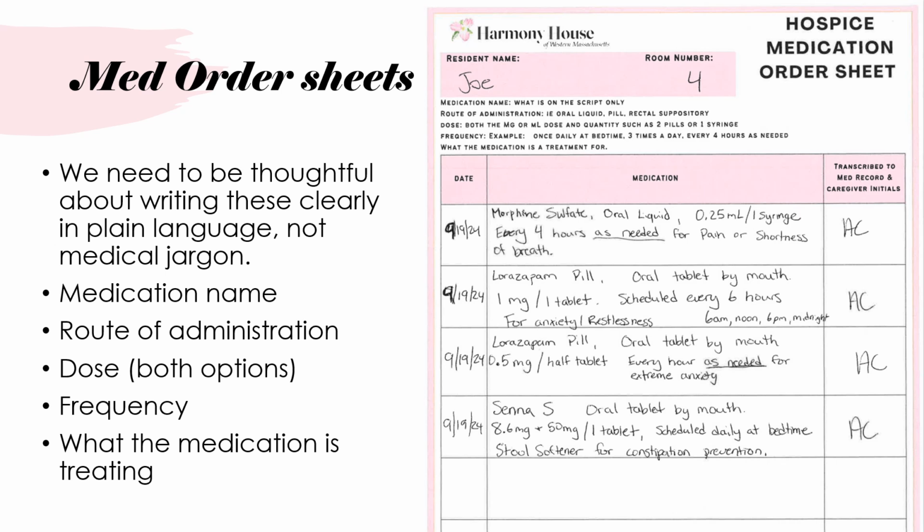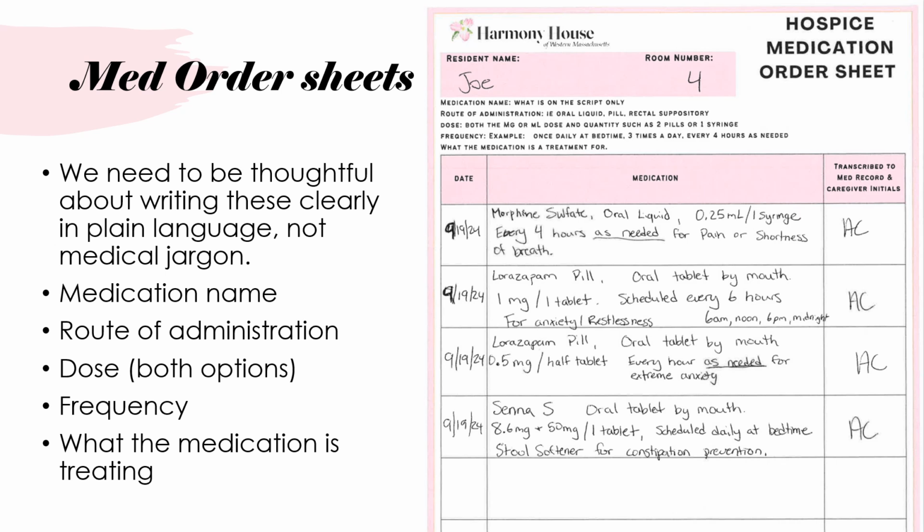We will likely also use these sheets to have the hospice orders. So this would have more information about the medication that's being used. The top example, morphine sulfate oral liquid. So this is an oral liquid medication that's given out of a syringe. We'll talk more about that. It gives the dosage, it gives the frequency, so every 4 hours as needed. So you wouldn't give it every 4 hours, you would only give it if it was needed.